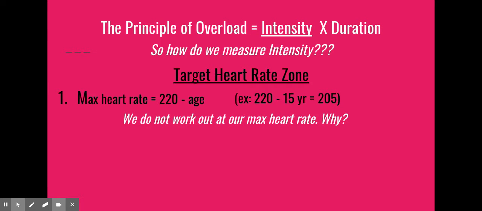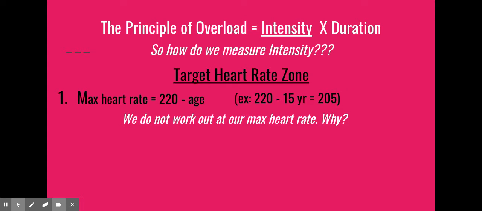We do not work out at our maximum heart rate. Why do we not work out at our maximum heart rate? The answer is not that we will die or that we will even pass out. Long before that, we are probably going to slow down or stop. Because the oxygen demand is not met, that would be considered anaerobic exercise.